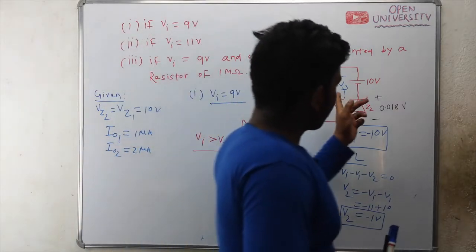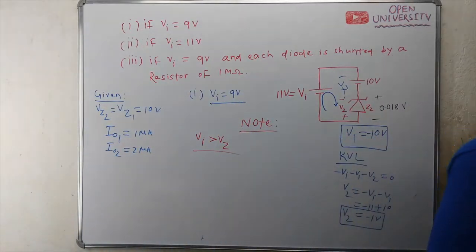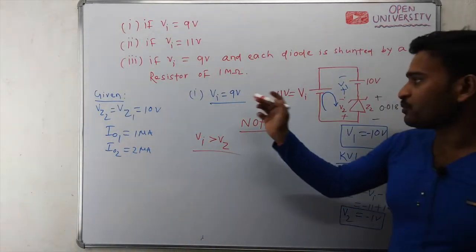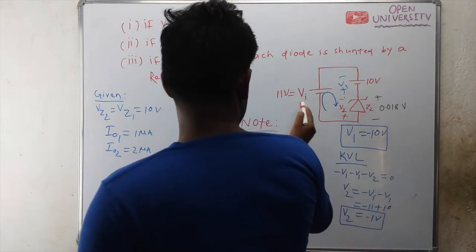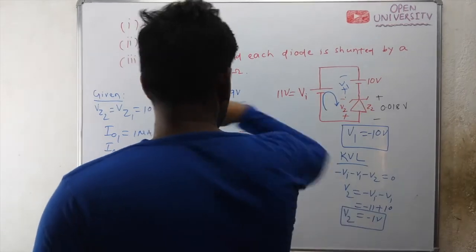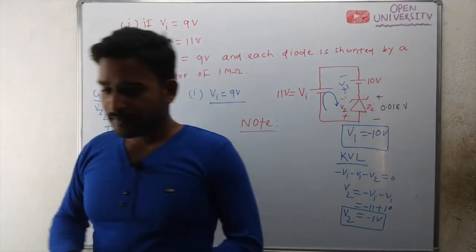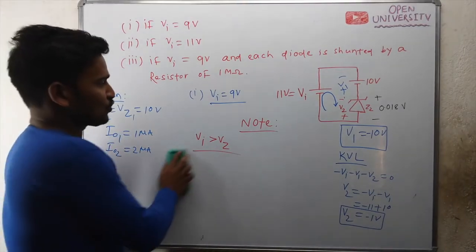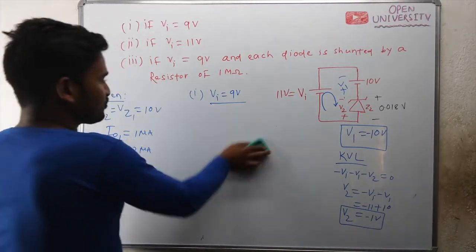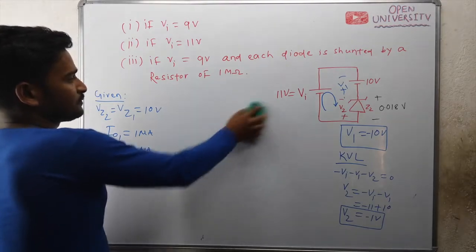Okay. The Zener diode with smaller reverse saturation current will be in breakdown first when the input voltage is greater than the Zener voltage. Now in this case the input voltage is 11 volt, which is greater than the 10 volt Zener voltage. That's why this is the note. Next, move to the third question.